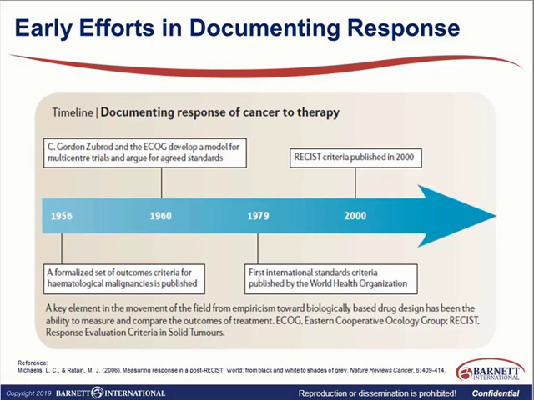As a side note, Dr. Zubrod and ECOG were also responsible for developing the ECOG performance scale, also called the ECOG score or the Zubrod score, which is a scoring system used in oncology to measure patients' quality of life. So if you have worked on oncology trials, you are very familiar. You've seen the ECOG performance scale or the ECOG performance status pretty regularly.